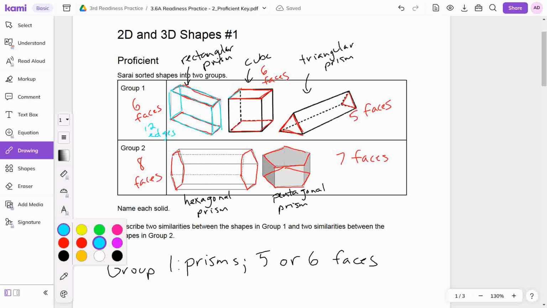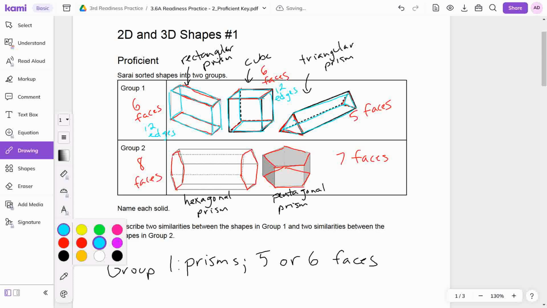Same thing with my cube. 1, 2, 3, 4, 5, 6, 7, 8. And then I've got the 4 lines connecting those 2. So I've also got 12 edges. Now I'm not going to get 12 edges for my rectangular or my triangular prism, but I'll get close. 1, 2, 3, 4, 5, 6, and then 7, 8, 9.